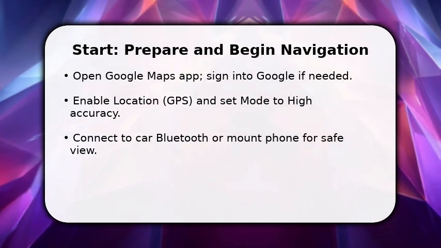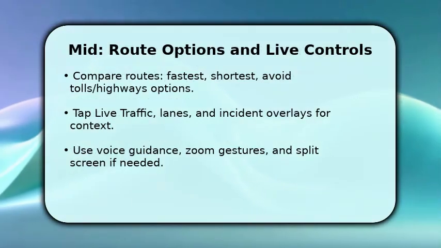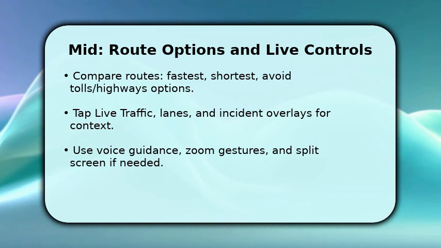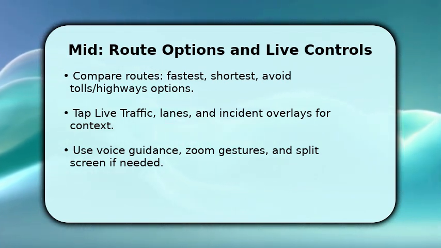After choosing directions, review route options and tap each to see ETA differences. Choose avoid tolls or highways if desired. Make sure live traffic is visible. This explains delays and suggests faster alternatives as conditions change.